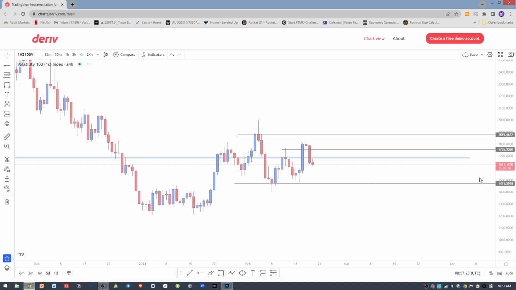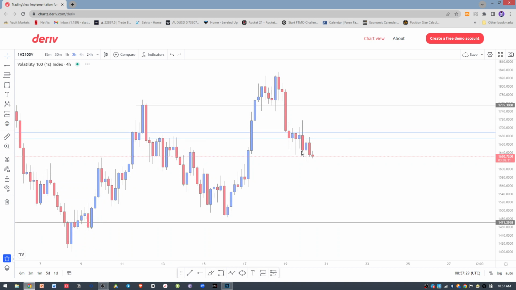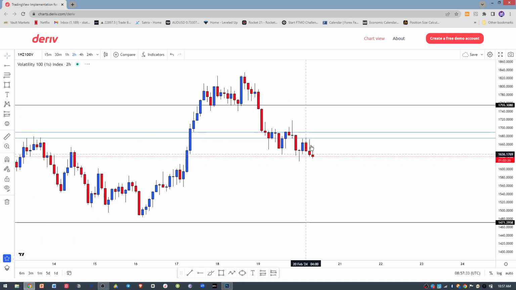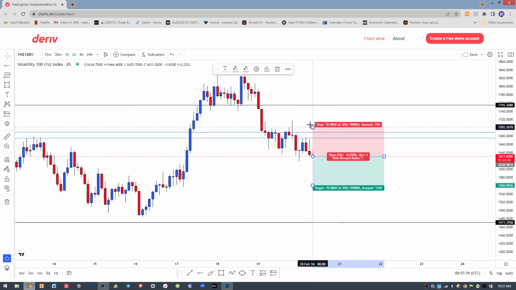I will scale down to my 4 hour time frame. I know that my 4 hour time frame is also currently bearish. So now, guys, we just have to wait for the breakout and retest. And as you can see, we had that breakout and retest on this market. So your entry would have been right here.